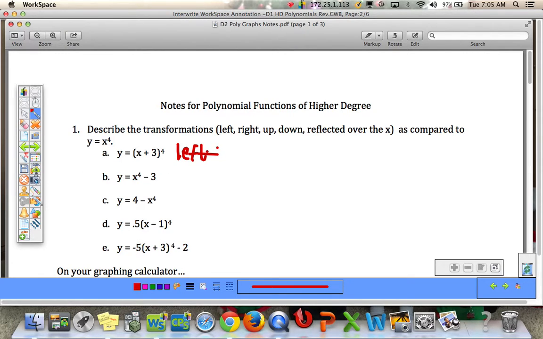Let's try that again. Left 3. X to the fourth minus 3. Since the minus 3 is on the outside, that would be down 3. The 4 is positive. It's on the outside, so that's up 4. And if you think back to quadratics, if you had a negative in front of the x squared, that turned your parabola upside down. And it does the same thing for the x to the 4. So it would turn it upside down.